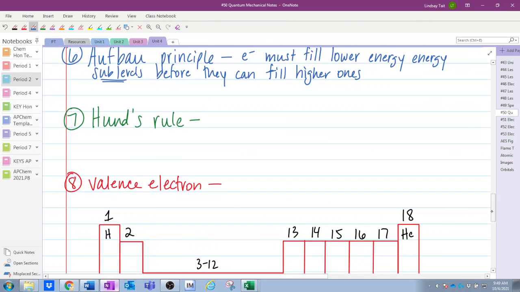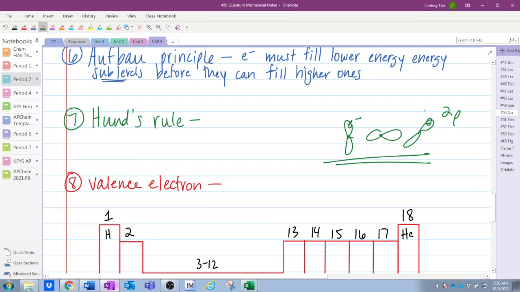All right, last thing, Hund's rule. Hund's rule is for those dumbbell things. I'm going to draw the picture and erase it. So if I've got my 3 dumbbells, dumbbell, dumbbell, and then dumbbell. If this makes up a p sublevel, let's say this is a 2p. These are all equal energy orbitals. There's no difference in energy between an electron here and an electron there.